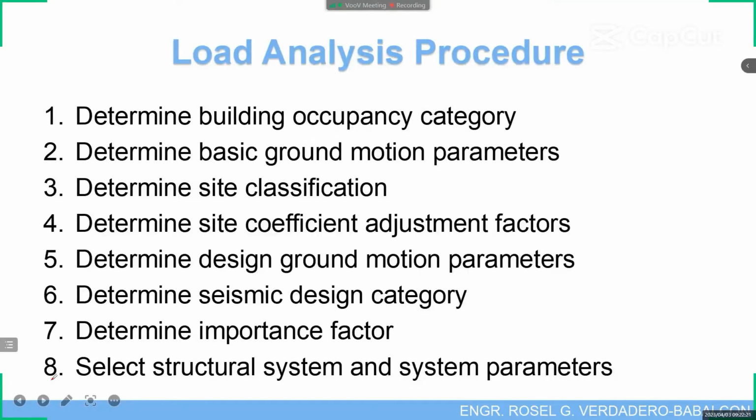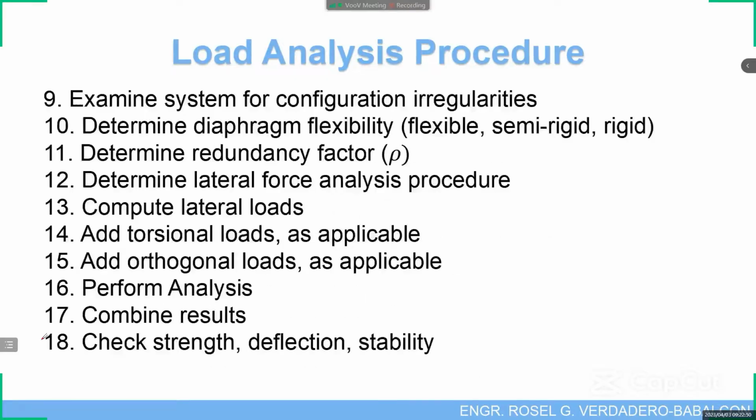So these are the load analysis procedure. First is determine the building occupancy category. Second, determine basic ground motion parameters. Number 3, determine site classification. Number 4, determine site coefficient adjustment factors. Number 5, determine design ground motion parameters. Number 6, determine seismic design category. Number 7, determine importance factor. Number 8, select structural system and system parameters.